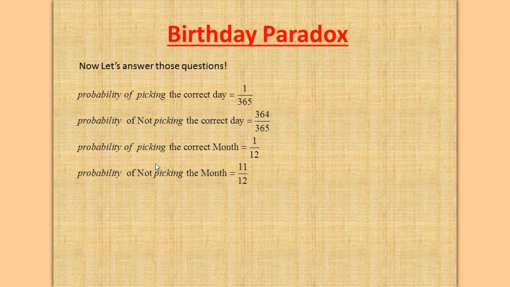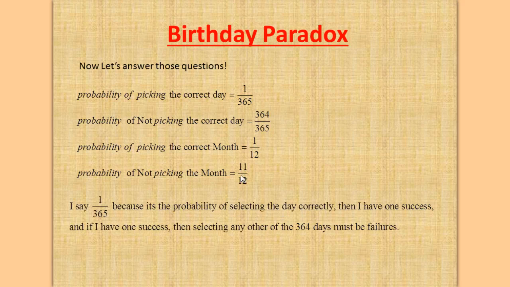But now, what's the probability of picking the correct month? Well, picking the correct month is 1 over 12. And what's the probability of not picking the correct month? Well, that's 11 divided by 12. Okay. I say 1 over 365 because it's the probability of selecting the day correctly. Then I have one success. If I have one success, then selecting any of the other 364 days must be failures. Okay?